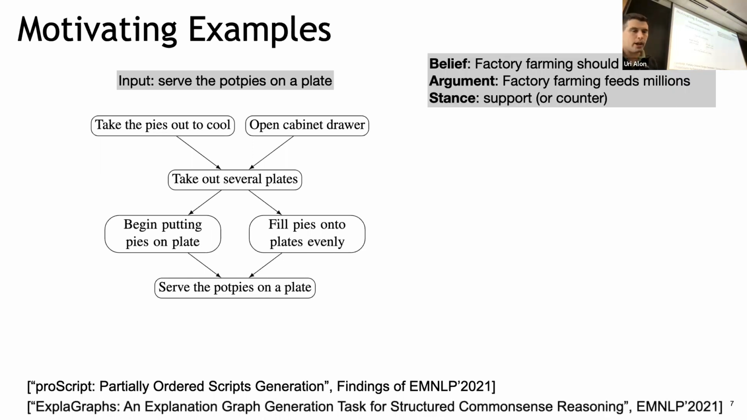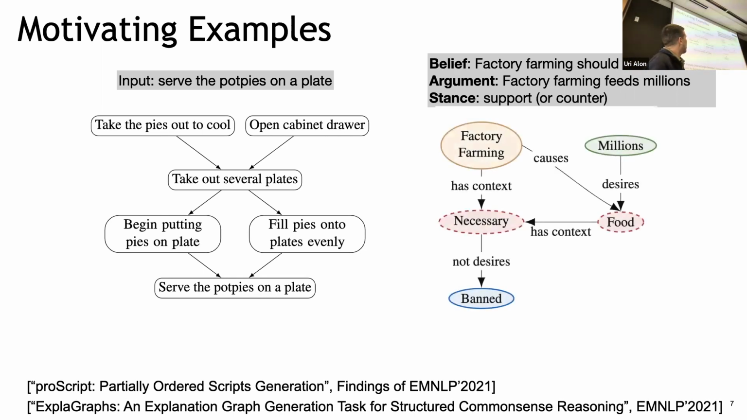Another example is the ExplaGraphs dataset, where the input is a belief, an argument, and a stance, which is either support or counter. And the goal is to generate this graph, which uses the argument to support or counter the belief.